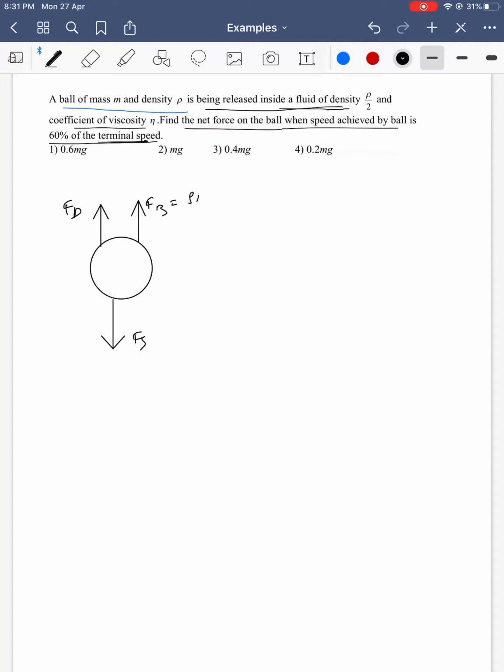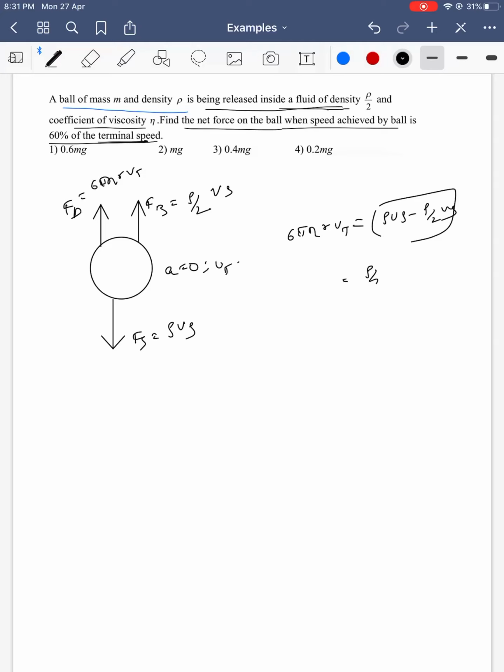Buoyancy force is equal to the liquid density, rho by 2, into v into g. Gravitational force is rho into v into g. Drag force is equal to 6 pi nu r into v terminal velocity. So 6 pi nu r v terminal is equal to rho vg minus rho by 2 vg, because acceleration is equal to 0 when it has reached terminal velocity. It is equal to rho by 2 vg. Okay, now one section is over.